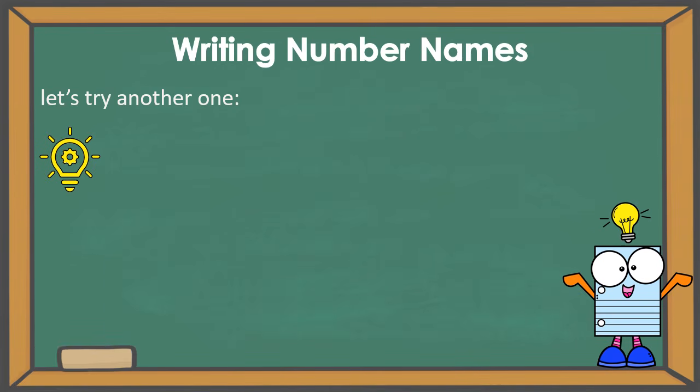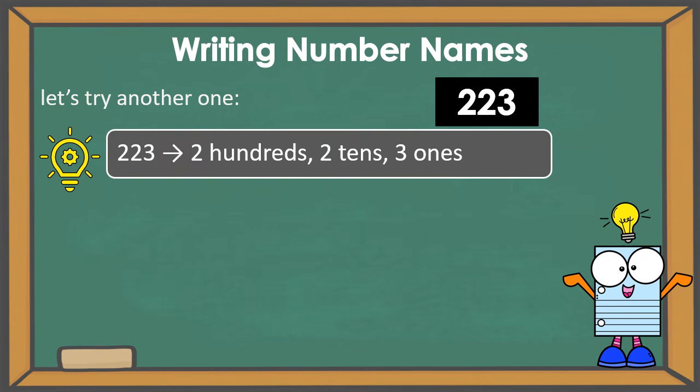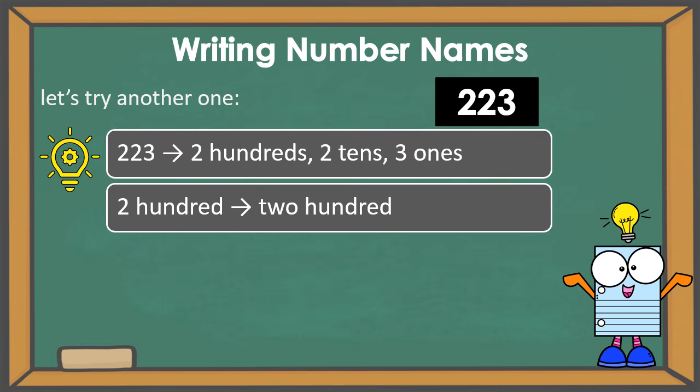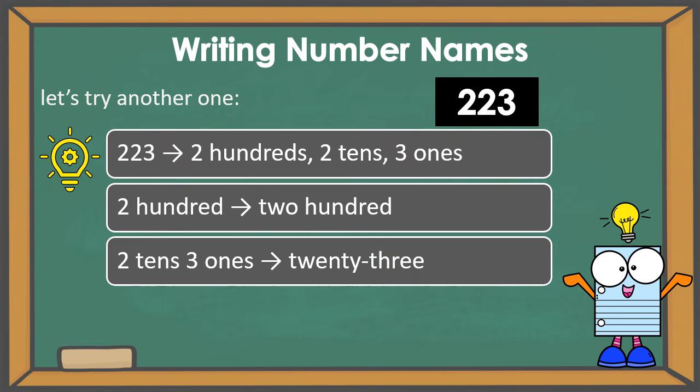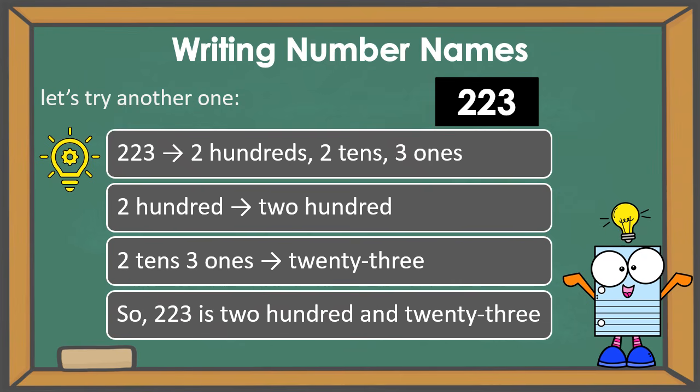Let's try another number, 223. There are 2 hundreds, 2 tens and 3 ones. For 2 in the hundreds column we will write 200, and for 2 in the tens column and 3 in the ones column we will write 23. So its number name is 223.